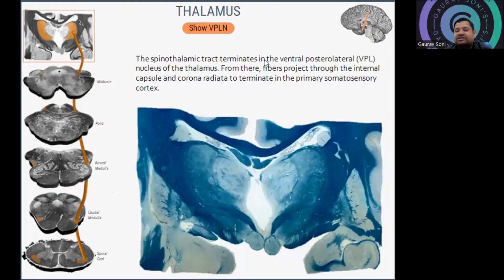The spinothalamic tract terminates in the ventral posterolateral nucleus of the thalamus, VPL. From there the fibers project through the internal capsule and corona radiata to terminate in the primary somatosensory cortex. So in the thalamus, it is confirmed where it is going to move: through the internal capsule and corona radiata to the primary somatosensory cortex. This whole movement from the spinal cord to the thalamus, these types of fibers, will be called the spinothalamic tract.